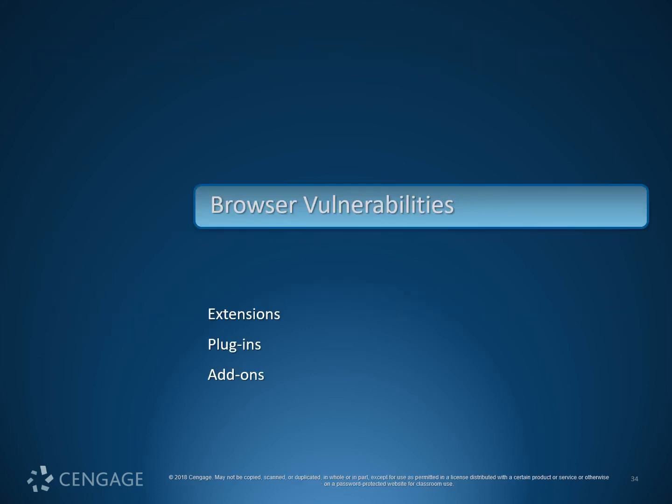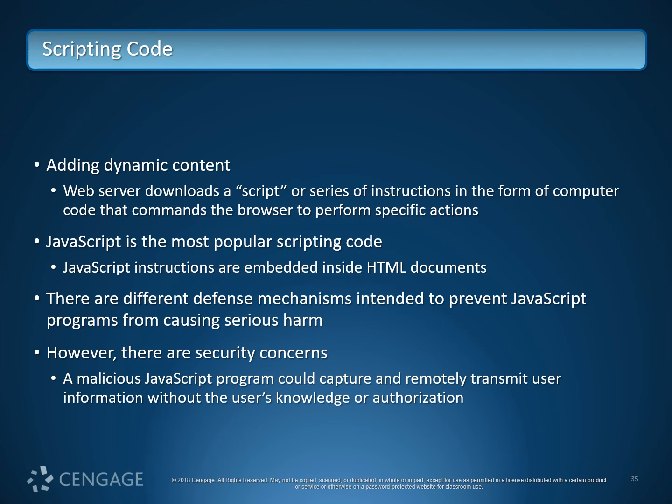Browser vulnerabilities, extensions, plugins, and add-ons. We talked about this a little bit ago with XSS. Scripting code is going to be allowing a browser to add dynamic content to its list of features. A web server will download a script or series of instructions in the form of computer code that allows the browser to perform actions outside of the norm. JavaScript is fairly popular for this.